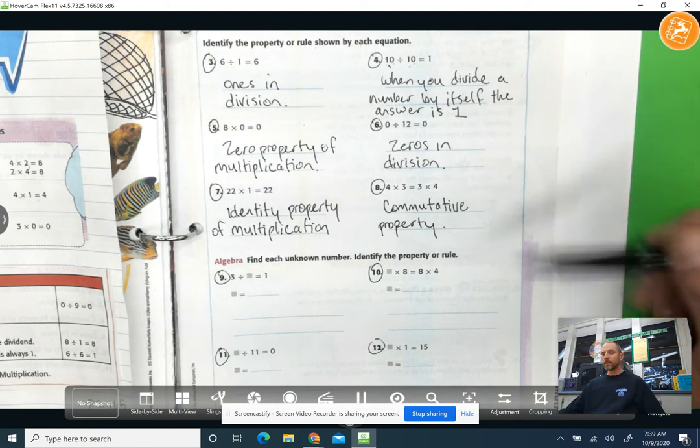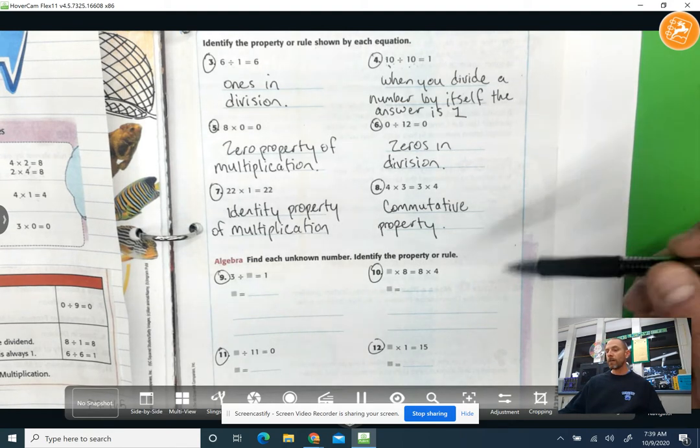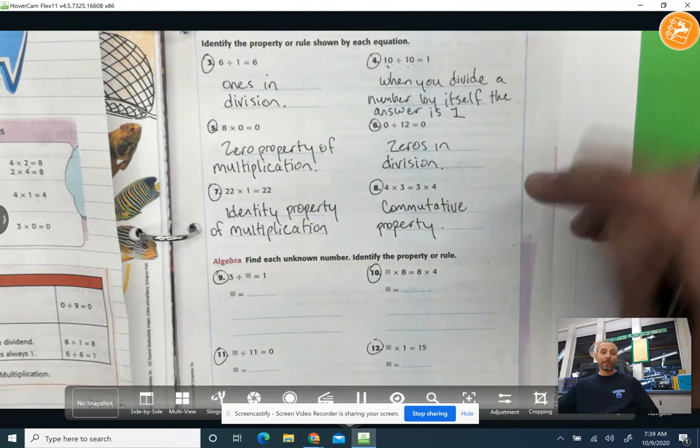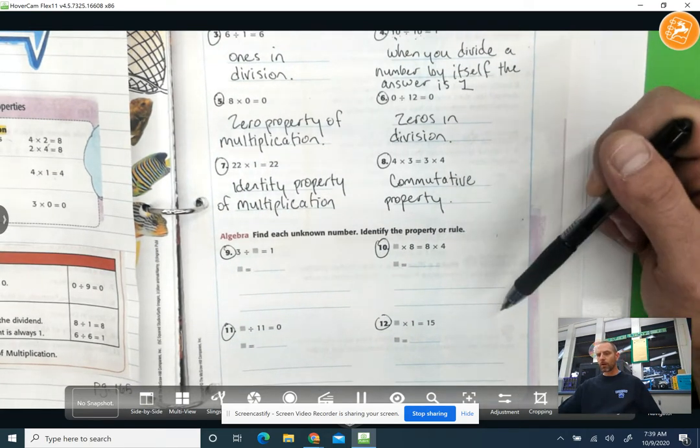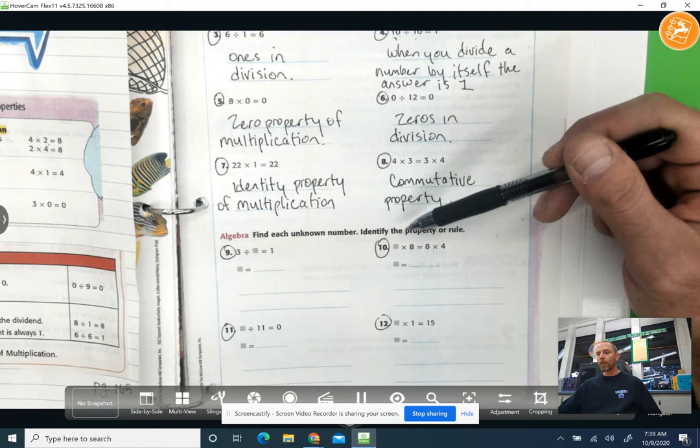Commutative property, and that's fine. You can just put commutative property. All right, now we've got to find the unknowns. So what we can do is use our properties to help us figure out what the unknown is.